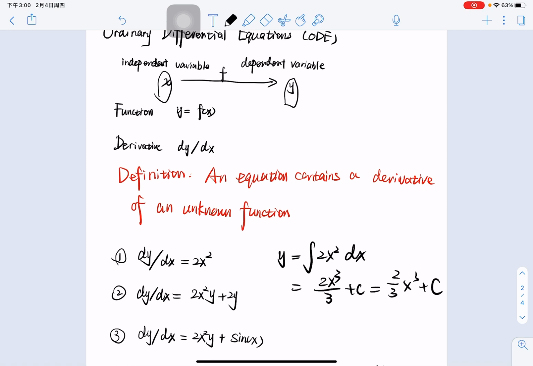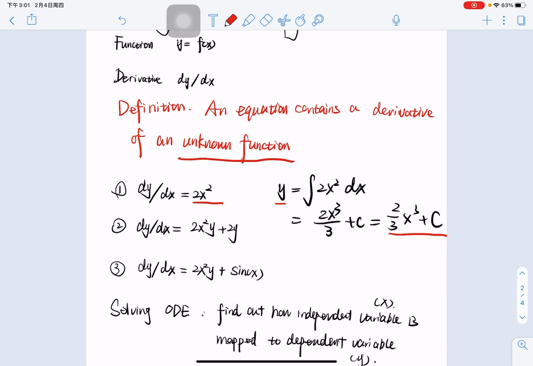When do we use simple integration? When the right-hand side of this function only contains x. It doesn't contain y. It only contains x, so we can apply integration to find the solution. So when we say solve an ordinary differential equation, we actually mean find how y is related to x, which means we need to find the unknown function. So here the unknown function is y equals 2x cubed over 3 plus c.